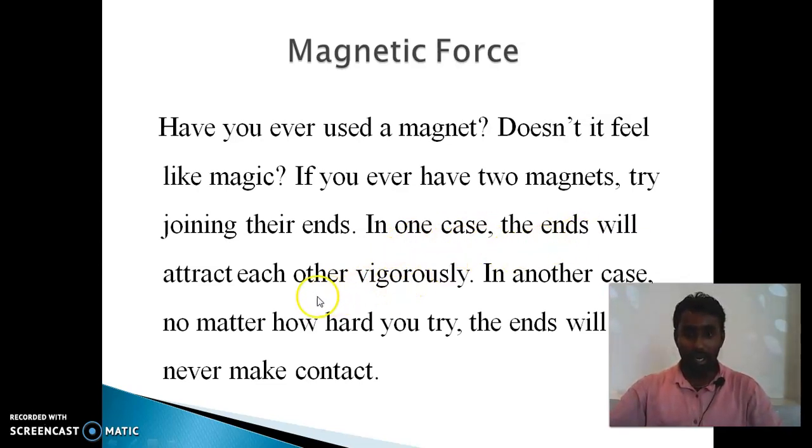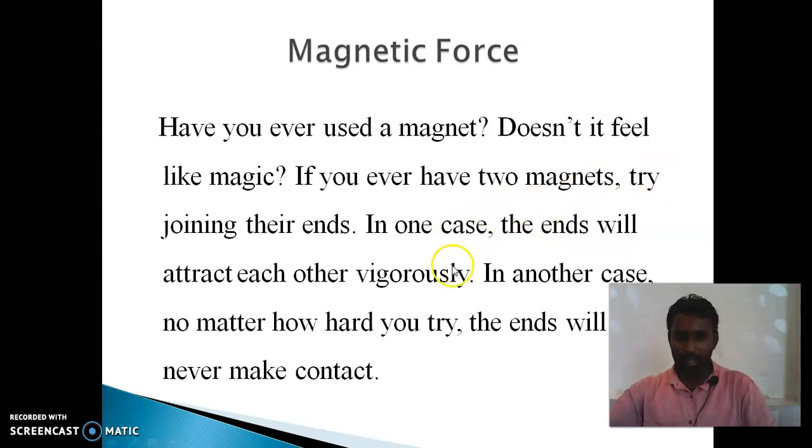In one case, the ends will attract each other vigorously. For example, see here, I have taken this one positive, this one negative. So if you take them closer to each other, a strong attractive force will be present because of different charges. Suppose I have taken the same charge here and here, and I take them closer, there is a strong repulsive force. Even if you try to bring them closer, you cannot attach them. So what kind of force is it? It is the repulsive force.